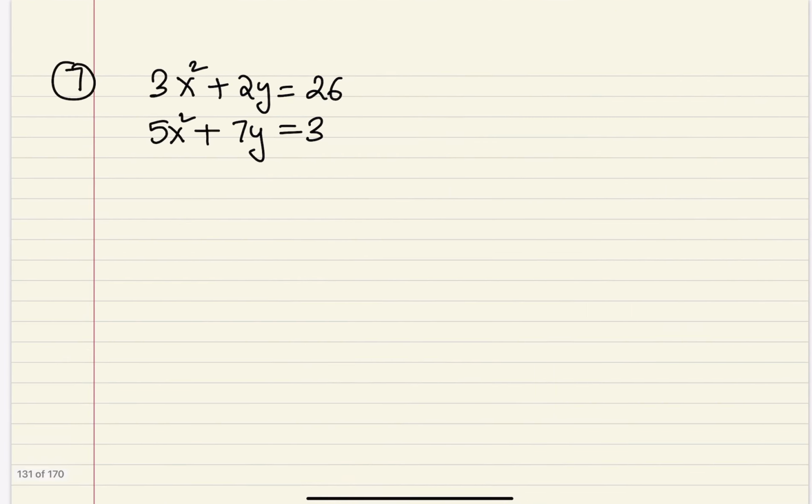Right, let's see, next example, number 7. We do have 3x squared plus 2y equals 26. This looks like a parabola to me because only x is squared. And the second one also looks like a parabola. To solve this system, let's go ahead and try to do elimination as well. We can do substitution, but elimination looks easier here.